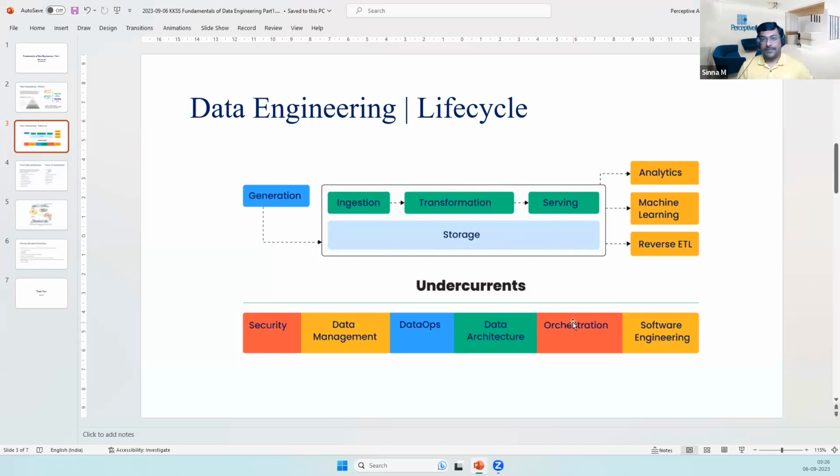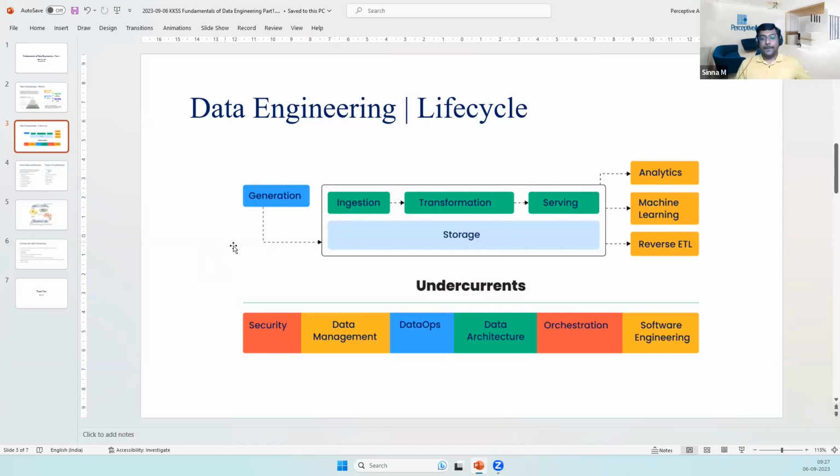So orchestration is basically you interconnecting different platforms together so that the data can flow properly, right? Then comes software engineering. So the data engineer needs to be aware of all these things while they do this in today's environment, right? So let's go one by one and look at a few questions that we might want to ask, right?